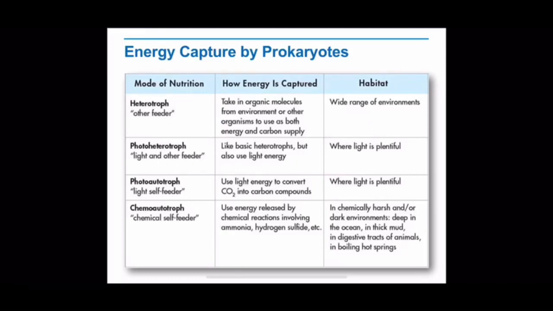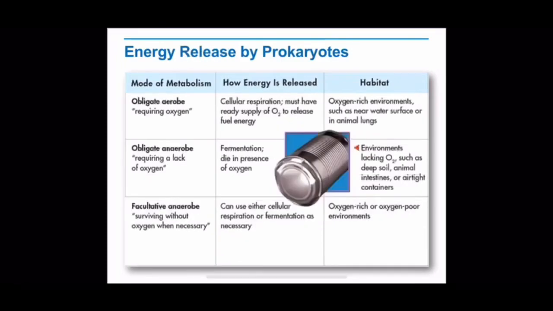For the chemoautotroph, they use energy released by chemical reactions that involve ammonia, hydrogen sulfide, and many others. They have to live in chemically harsh or deep environments, like deep in the ocean, in thick mud, in digestive tracts of animals, and in boiling hot springs of water. Prokaryotes also release energy, and there are 3 modes of metabolism that can happen.